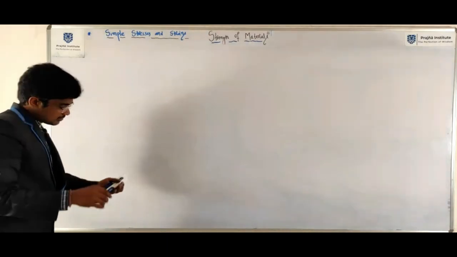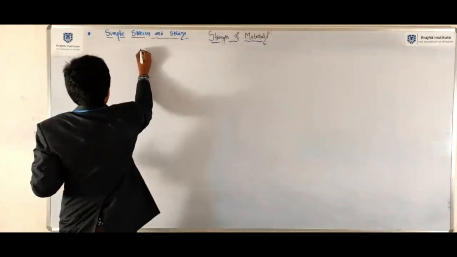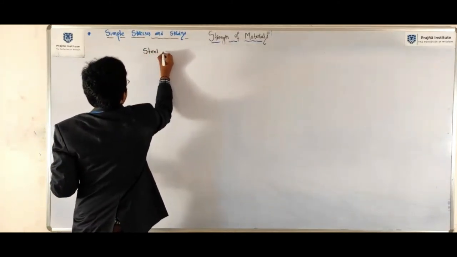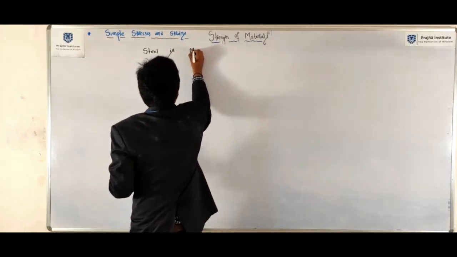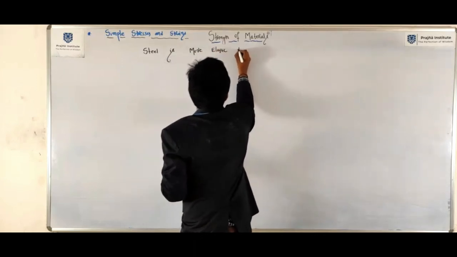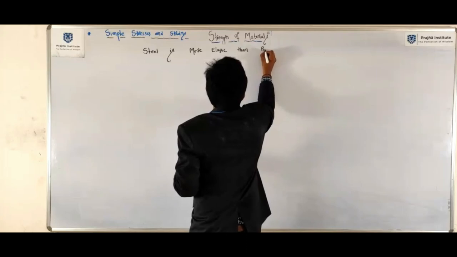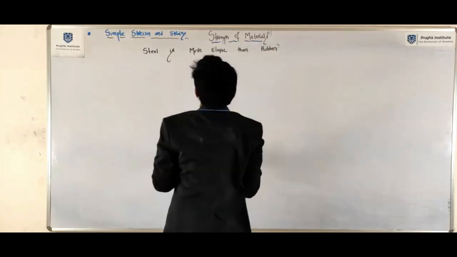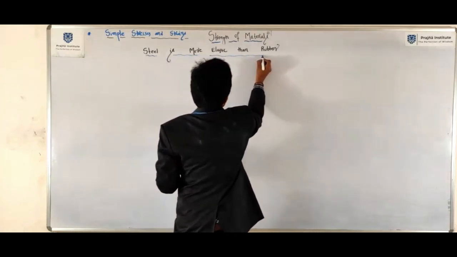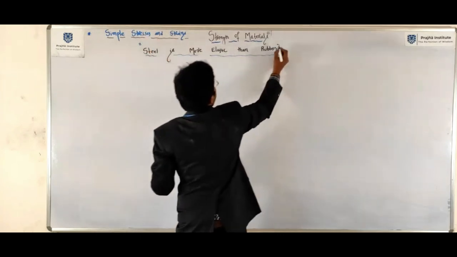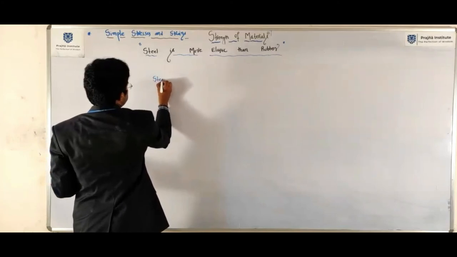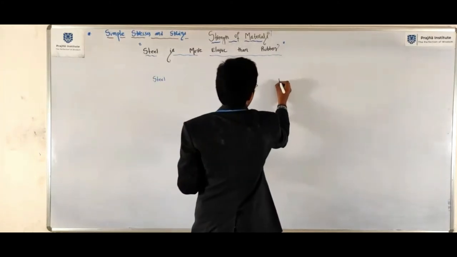Similarly, write down the statement: steel is more elastic than rubber. Why is steel more elastic than rubber? We need to discuss here. First, focus on the steel and the rubber.